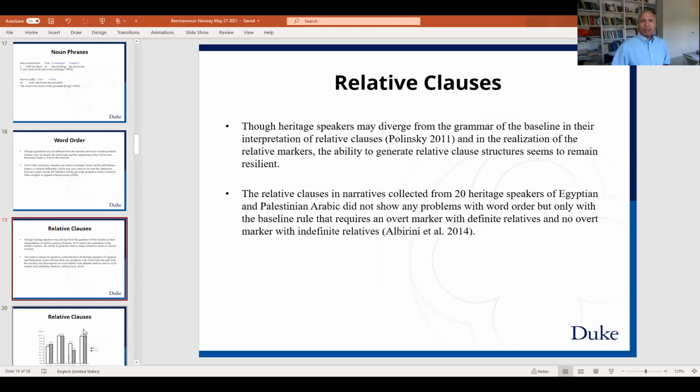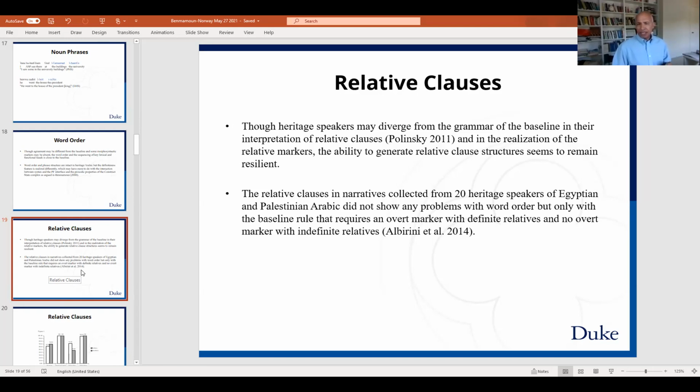I also want to talk very quickly about relative clauses. This relies on the work of Maria Polinsky and others, and also some of the work that we did on heritage Egyptian and Palestinian Arabic. Again, when you look at relative clauses in heritage Arabic, you find that heritage speakers pattern with the baseline, with native speakers, in having the right sequencing in the formation of relative clauses. They don't have a lot of challenges forming the relative clause. So you get the noun followed by the relative clause.